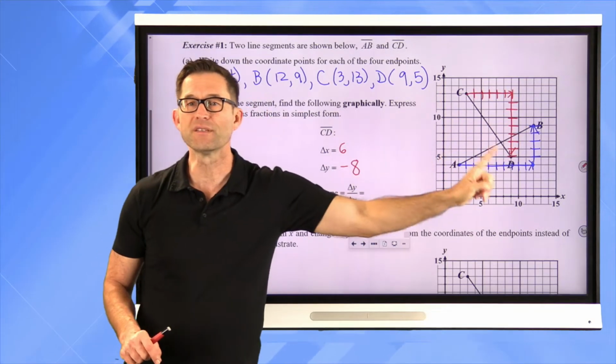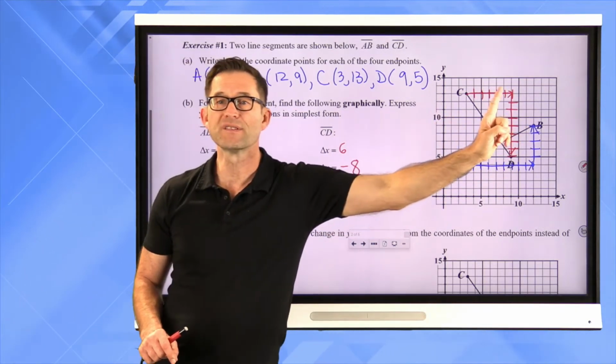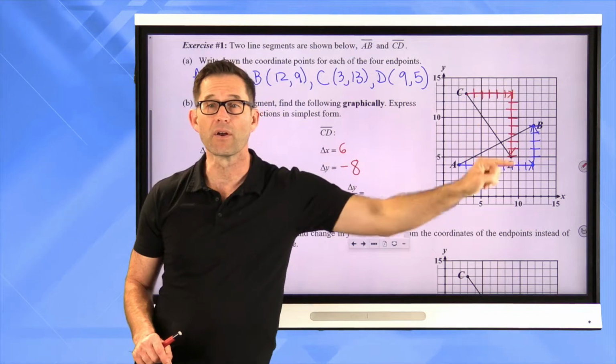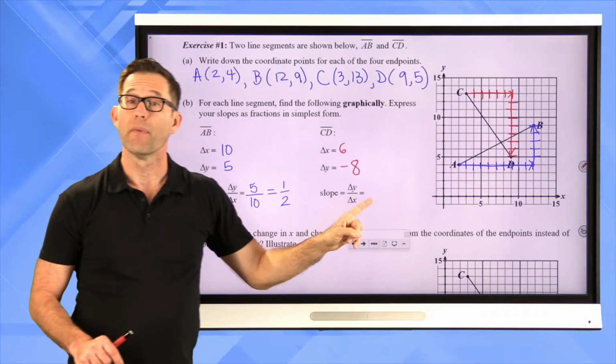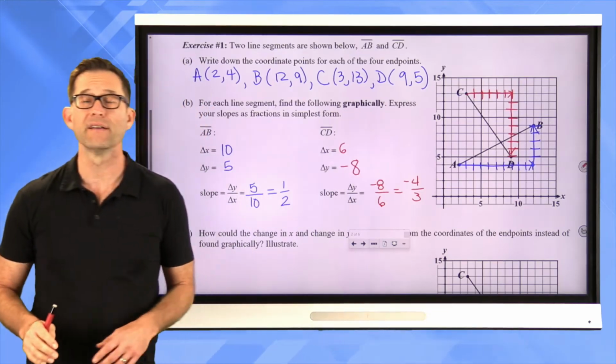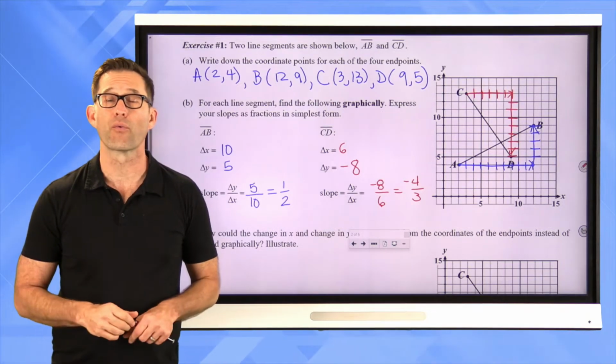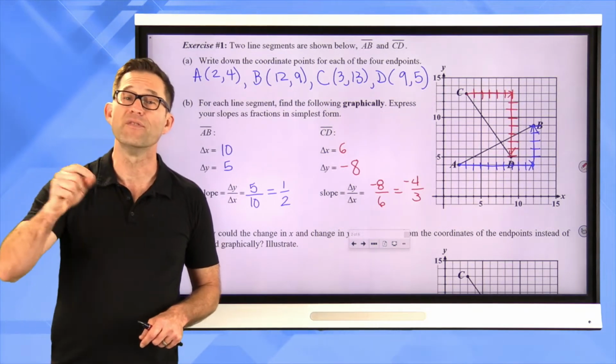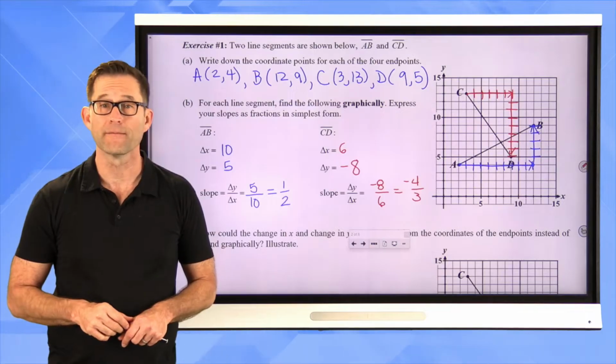But when I go from C to D, I'm going to go 6 units to the right, but then I'm going to go 8 units down. My slope, which is now the ratio of the change in y over the change in x, can be expressed as the fraction -4/3. And again, I want to interpret that as for every 3 units I move to the right in x, I move down 4 units in y.